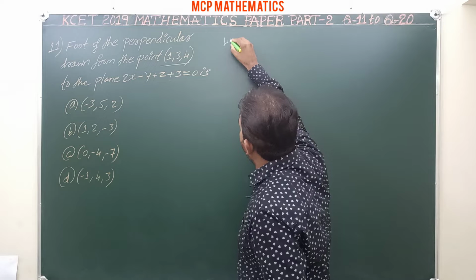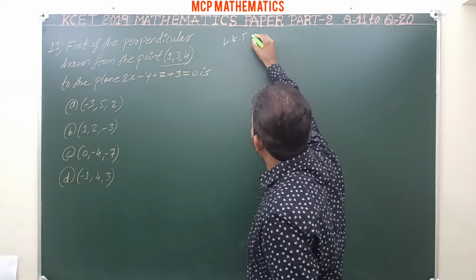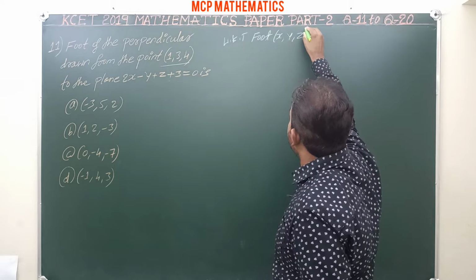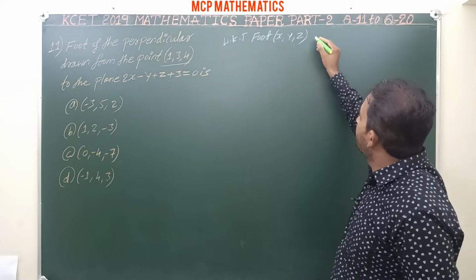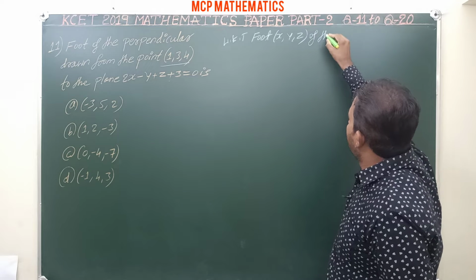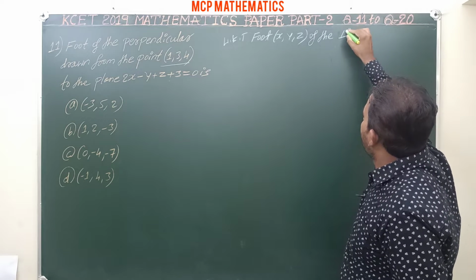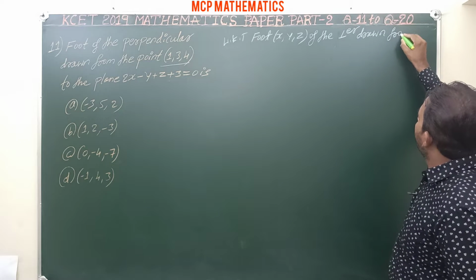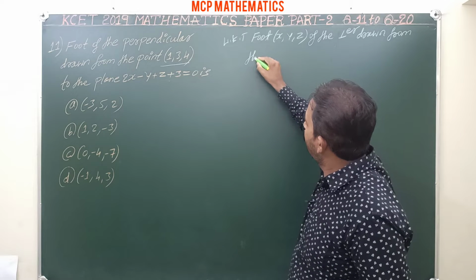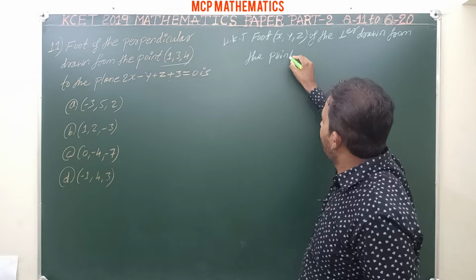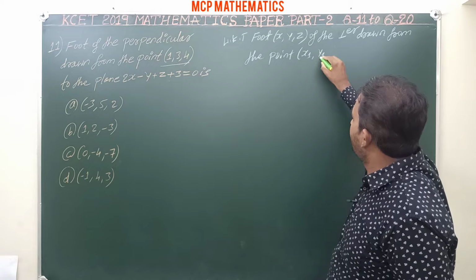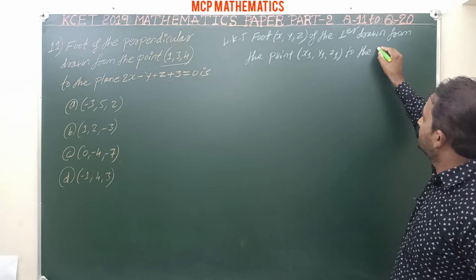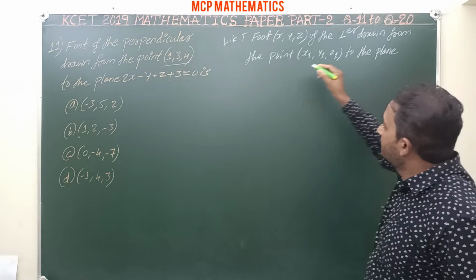So we know that one formula: the foot of the perpendicular, considered as x, y, z. This is required. We have to find out x, y, z of the perpendicular drawn from the given point. The given point is considered as x1, y1, z1, to the plane.